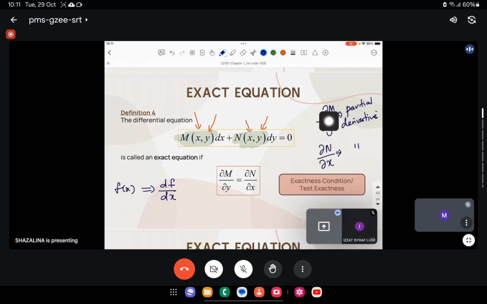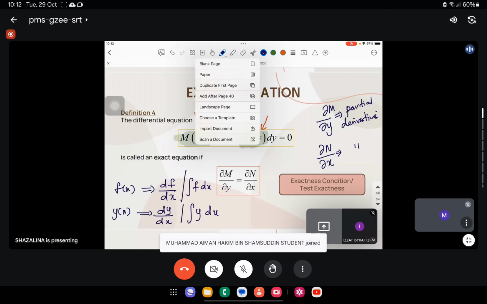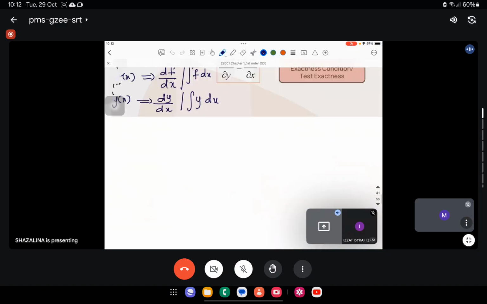Sini partial derivative, ∂ over ∂. This is derivative, ordinary derivative. So, tu beza dia. Ataupun another example, you have y in bracket x. When you want to differentiate, we differentiate y with respect to x. Sama juga kalau nak integrate. Integrate f with respect to x. Integrate y with respect to x. Tapi untuk M and N, we need to consider there's 2 variable.